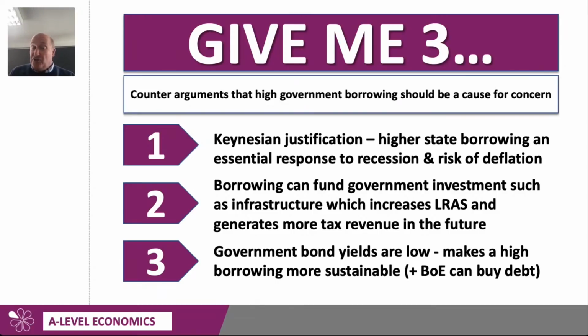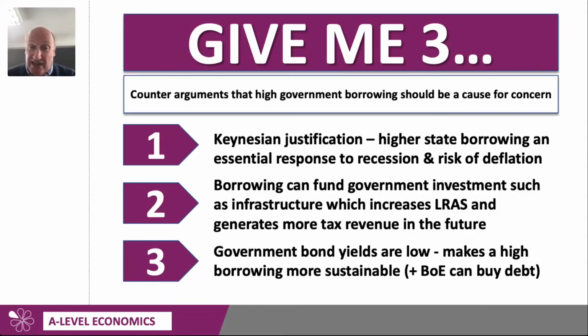Point two, a lot of students in the chat have been mentioning this. Government borrowing can fund investment, such as infrastructure. Now, you can improve that by saying, well, what type of infrastructure? That increases long run aggregate supply, which generates more tax revenues. And that's why some people are talking about crowding in. Because, of course, if the economy gets bigger, some of these projects could be self-financing, and you could crowd in the private sector, because the private sector will be bidding for investment projects to build the roads, the bridges, the new hospitals, and so on.